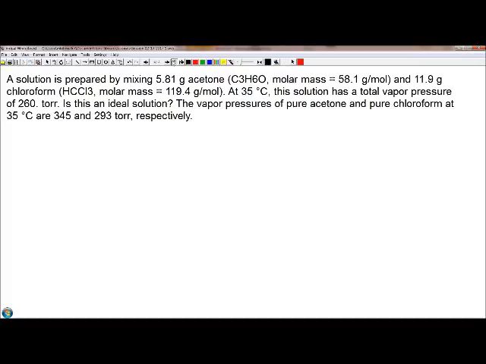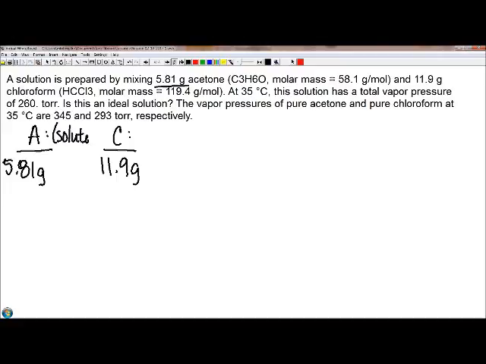Okay, so let's gather our information so then we can figure out which is the solvent and which is the solute. I'm going to say A for acetone and C for chloroform. For acetone, we have 5.81 grams given, and for the chloroform, we have 11.9 grams. Well, right away, just looking at this, the acetone has less. So the acetone is really going to be our solute, and the chloroform is going to be our solvent.